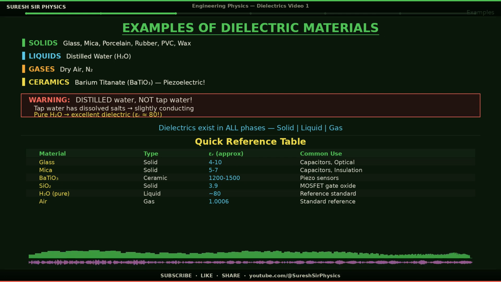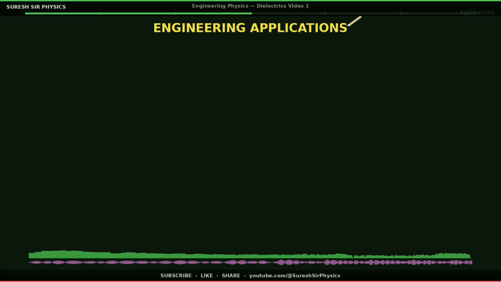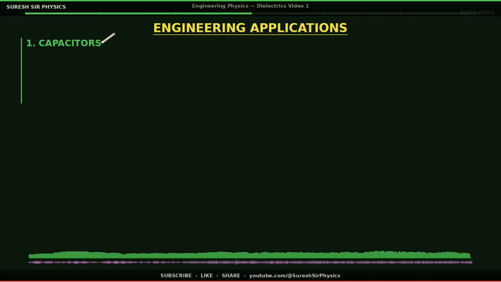Also notice that I said distilled water, not tap water. Tap water contains dissolved salts which make it slightly conducting. Pure distilled water is actually a very good dielectric. Now let me tell you why dielectrics matter so much in engineering. This will motivate you to learn the physics deeply.